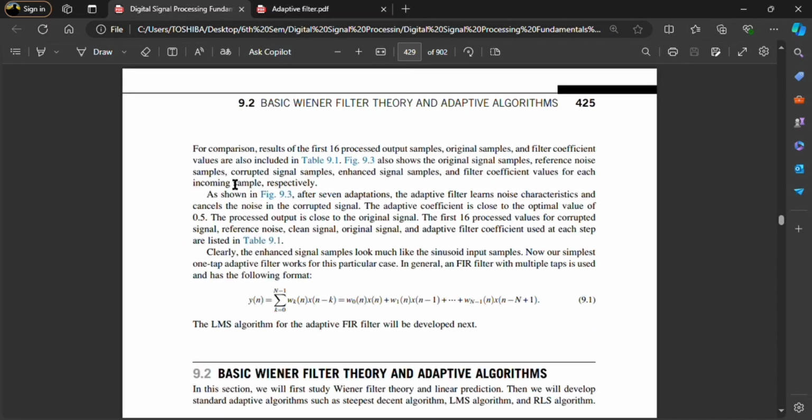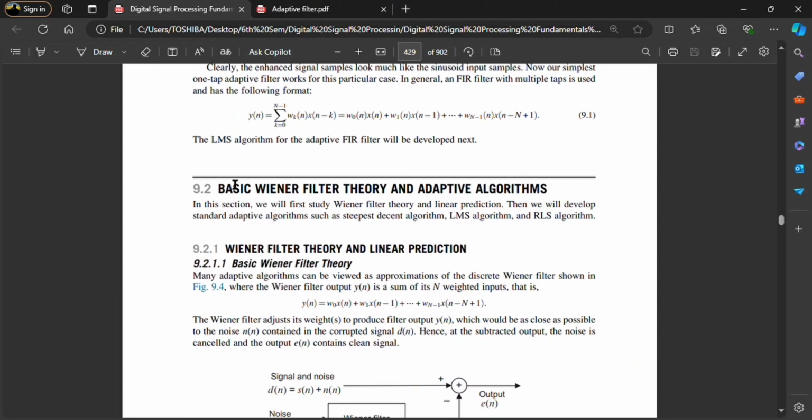Here we all discussed. Then you can see the basic Wiener filter theory and adaptive algorithms, Wiener filter theory and linear prediction.